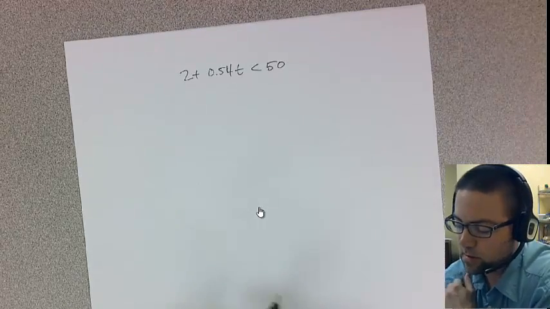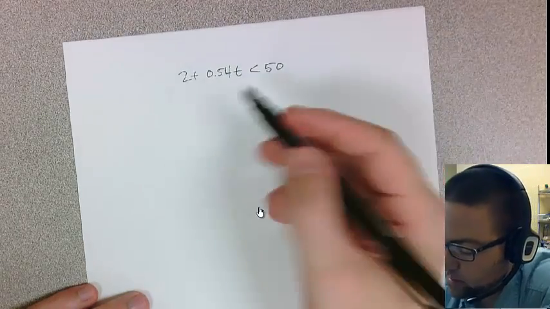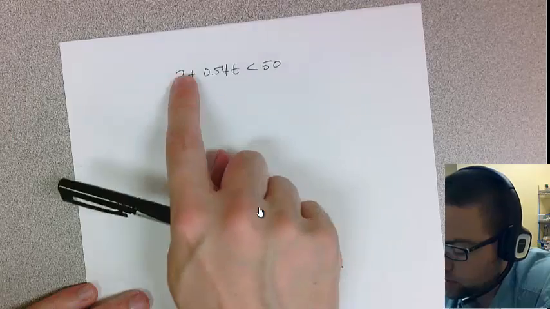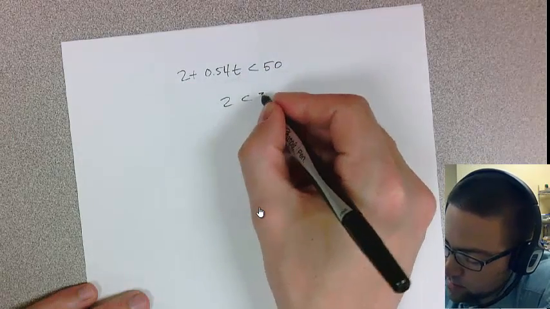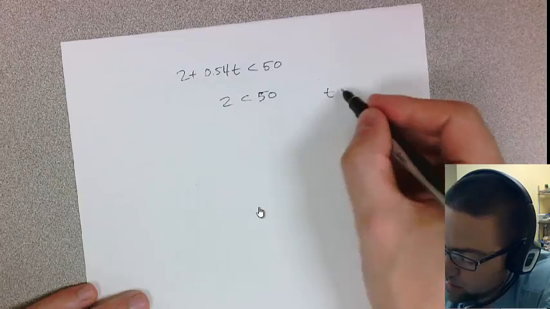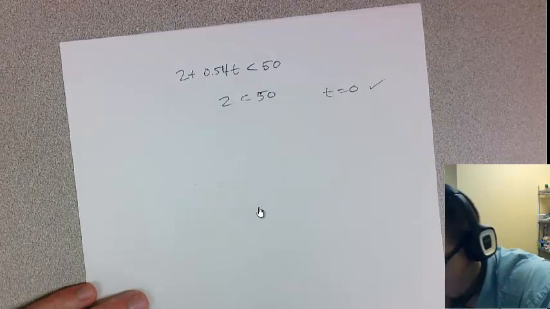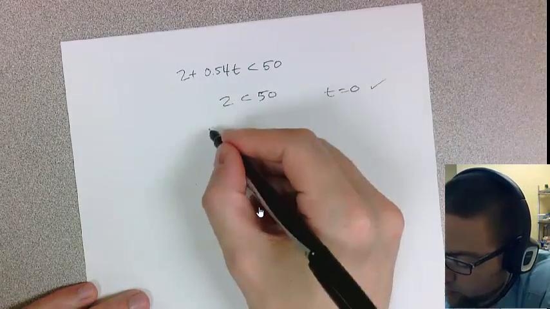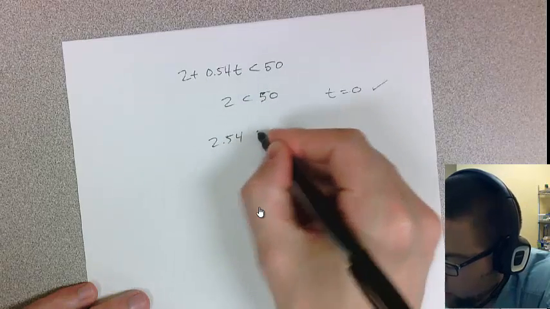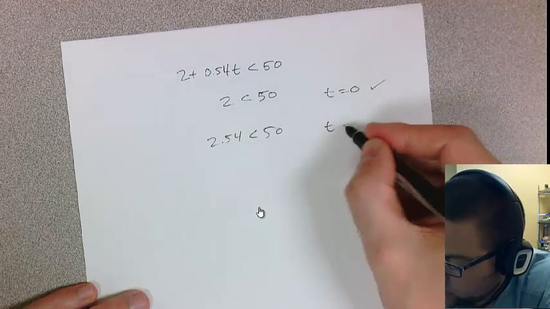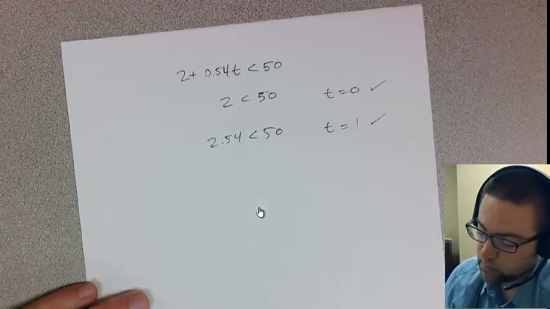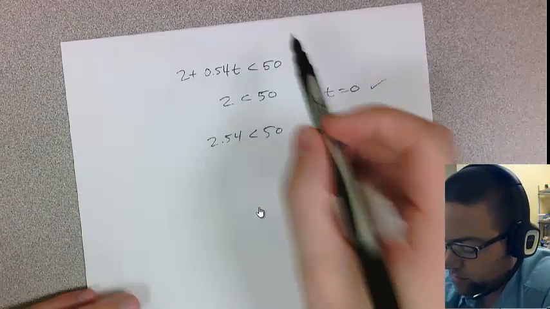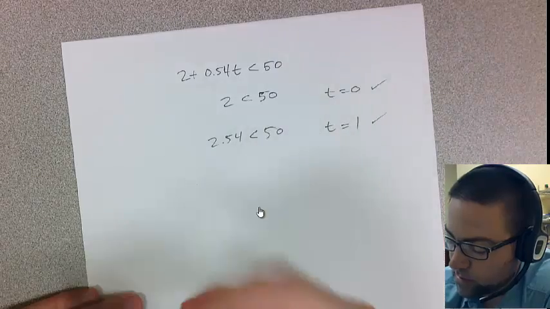And now let's look at something with an inequality. So what value makes this statement true? Well, I can just guess and say, well, 0, anything times 0 is 0, so 0 plus 2 is 2. Is 2 less than 50? Yeah, so t equal to 0 is a solution. But is it the only solution, right? Let me try 1. So 1 times that would be that, so it's 2.54, which is less than 50. Well, that's true too, so t equals 1 is also a solution. But I want to find out basically what are all the solutions, right? I don't want to just limit myself to one solution if there is more than one solution.